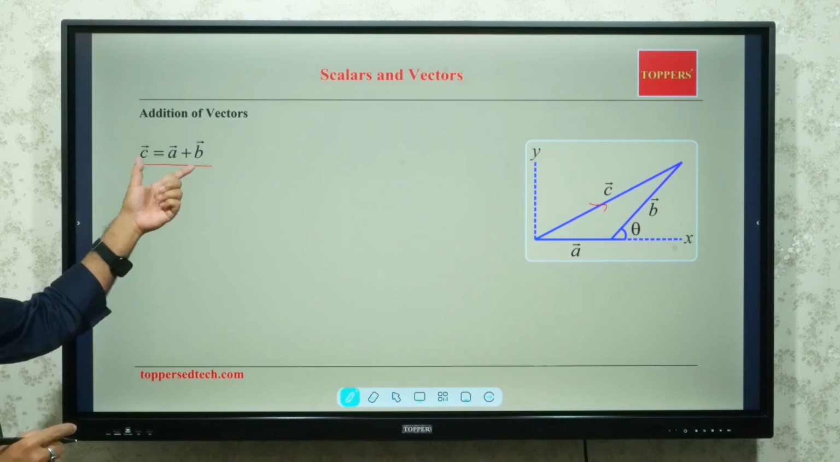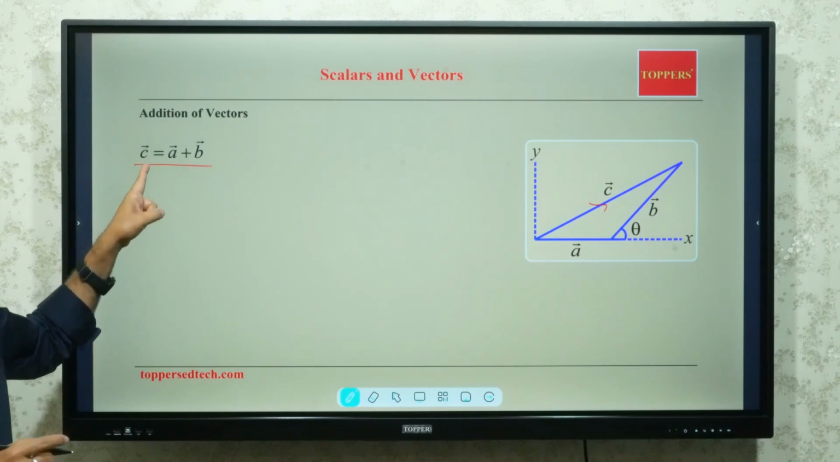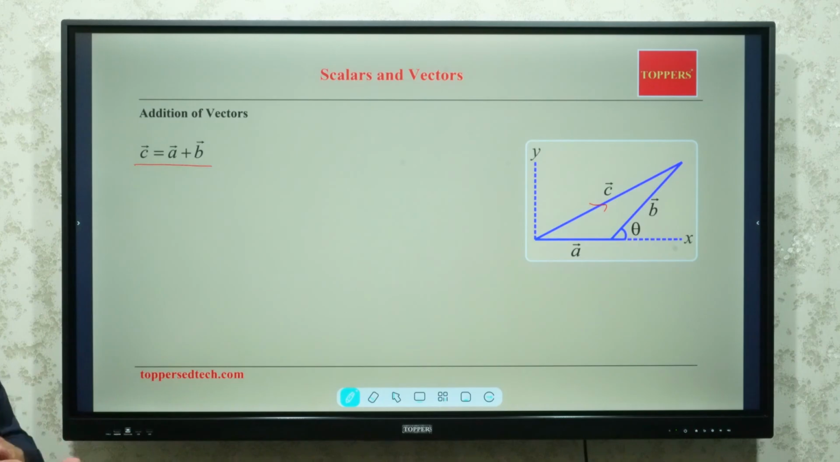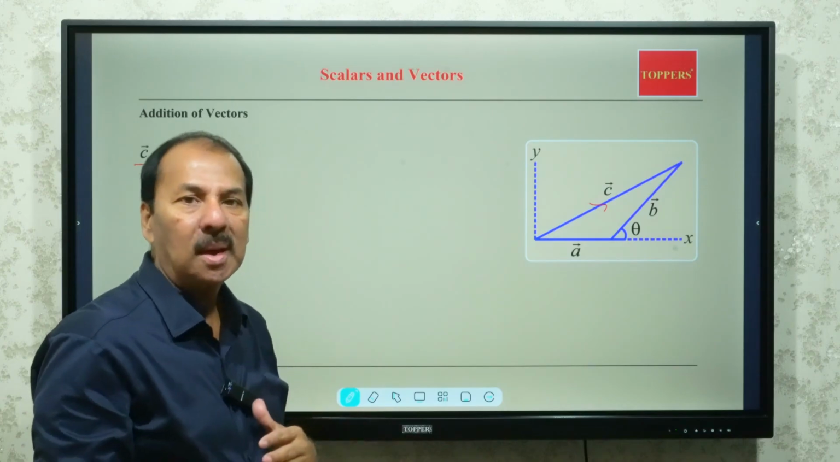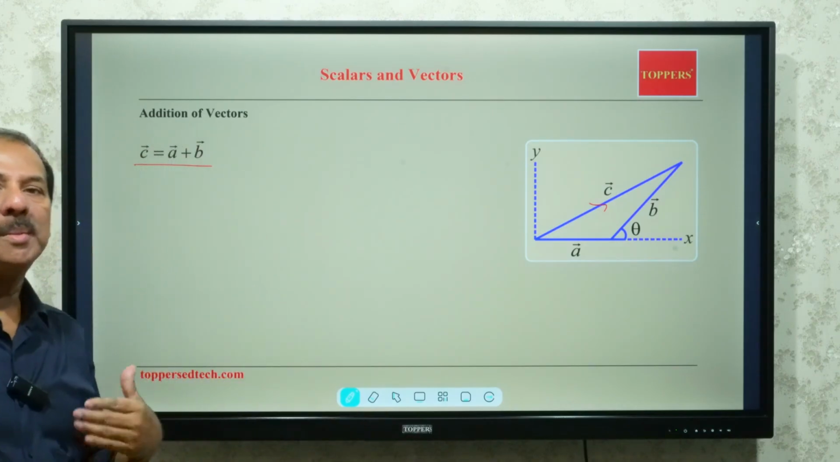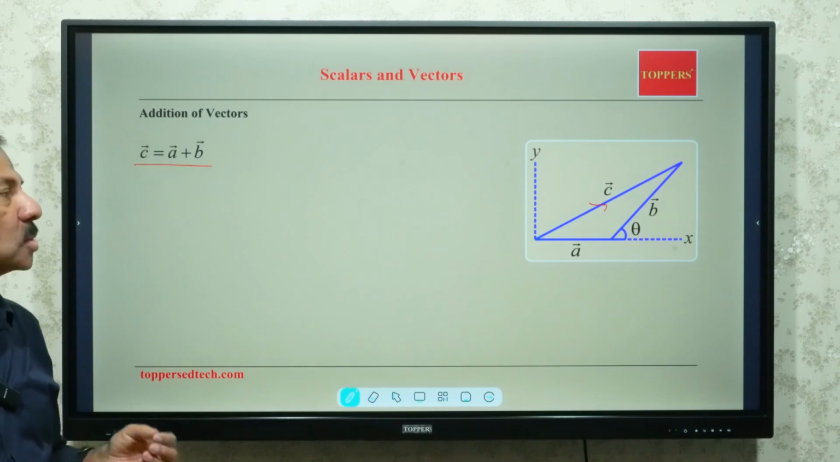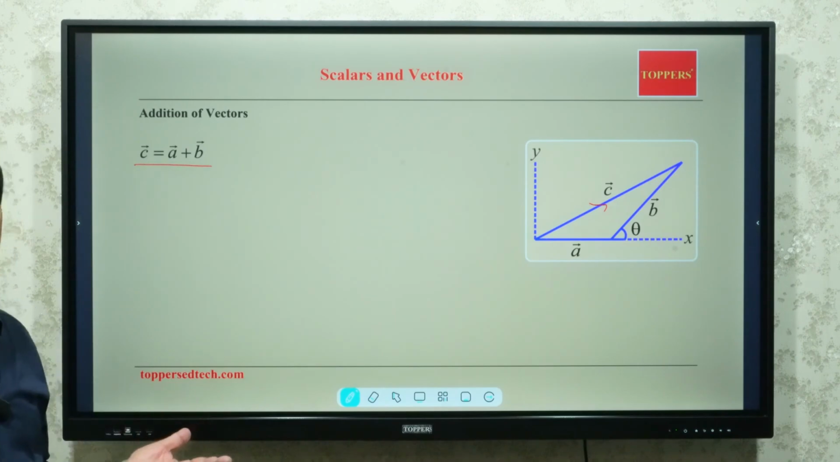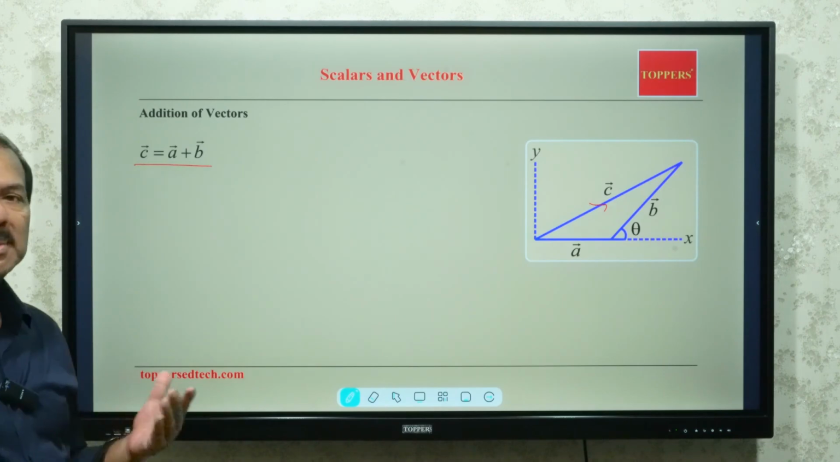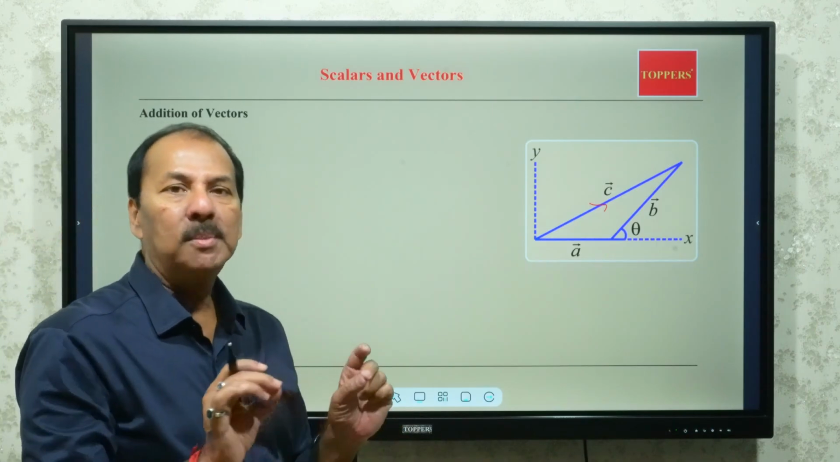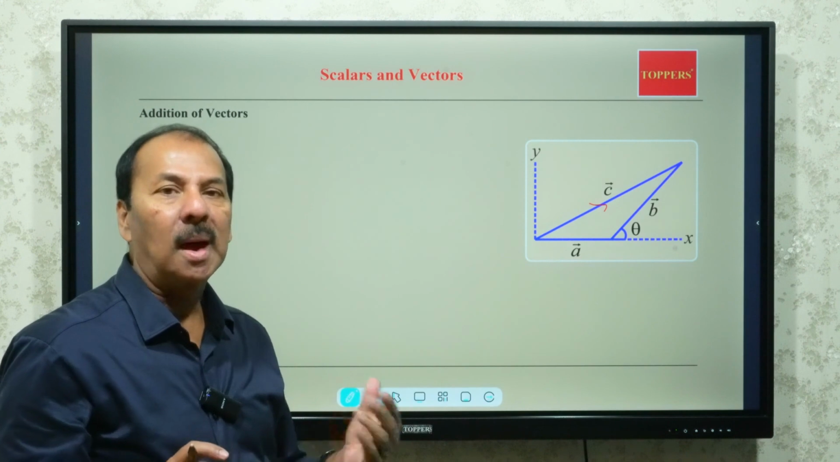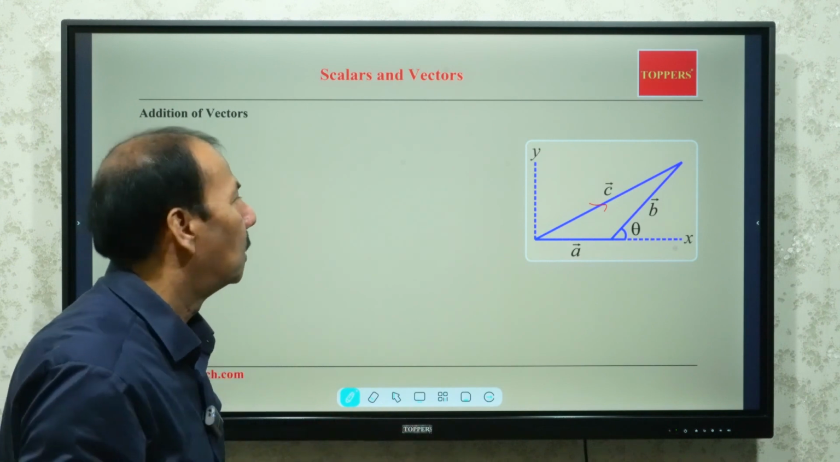Now, one by one, we will calculate the magnitude of this vector C, as well as the direction of the resultant vector, the direction that it will make with the x-axis. That is a standard convention. Generally, when we calculate the direction, we try to define it in terms of the x-axis. We can define it in terms of the y-axis also, or the z-axis. But we have to specifically mention what the direction is with respect to which axis.